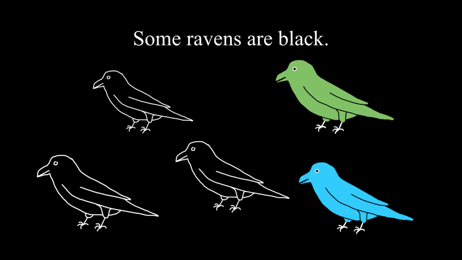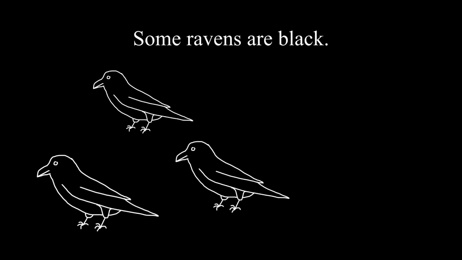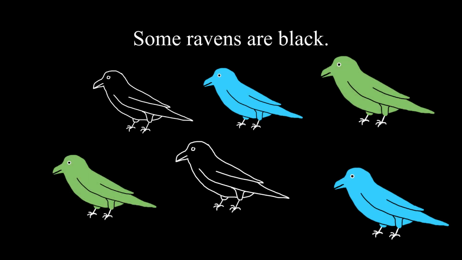Next up on our list is some, as in some ravens are black. To a mathematician, this doesn't necessarily mean that there are also some ravens that are not black. It could be that all ravens are black, but at least some of them are. Now, I find using some like this a little confusing for a different reason. The plural seems to suggest that there are multiple ravens that are black, but it's more common in math to want to claim that at least one of something exists, rather than at least two.